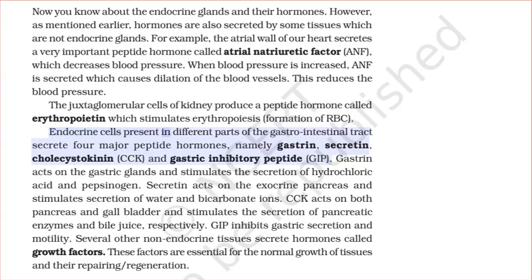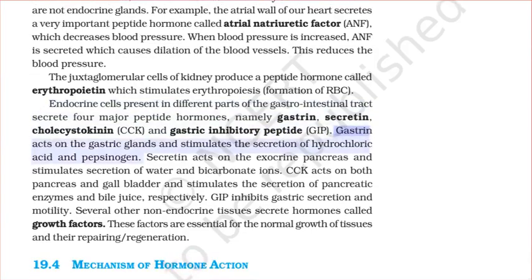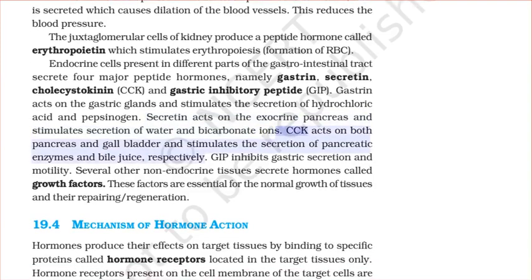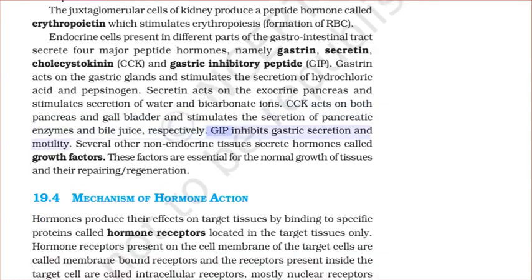Endocrine cells present in different parts of the gastrointestinal tract secrete four major peptide hormones, namely gastrin, secretin, cholecystokinin, CCK, and gastric inhibitory peptide, GIP. Gastrin acts on the gastric glands and stimulates the secretion of hydrochloric acid and pepsinogen. Secretin acts on the exocrine pancreas and stimulates secretion of water and bicarbonate ions. CCK acts on both pancreas and gallbladder and stimulates the secretion of pancreatic enzymes and bile juice, respectively. GIP inhibits gastric secretion and motility.